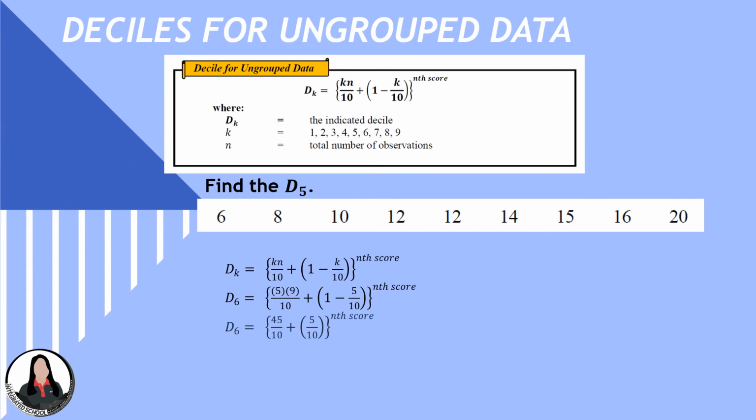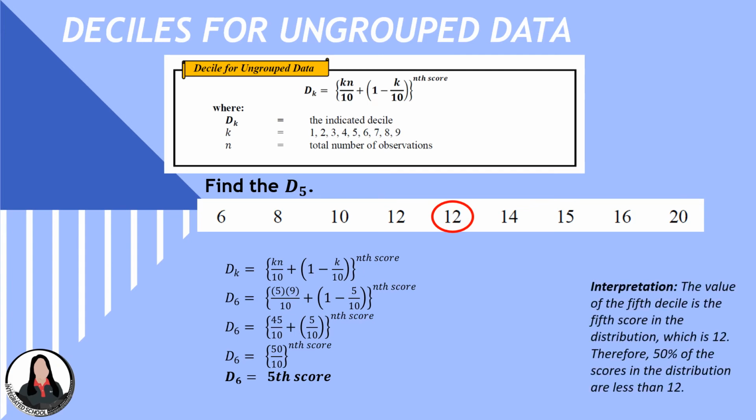5 times 9, that's 45, and then 1 minus 5 over 10, that is 5 over 10. Next, when we add them, 45 over 10 plus 5 over 10, that is 50 over 10, and score of the distribution. Therefore, D sub 5 is the fifth score of the distribution. So, we count again to the fifth score in our dataset, which will give us 12. Okay? So, the value of the fifth decile is the fifth score in the distribution, which is 12. Therefore, 50% of the scores in the distribution are less than 12.